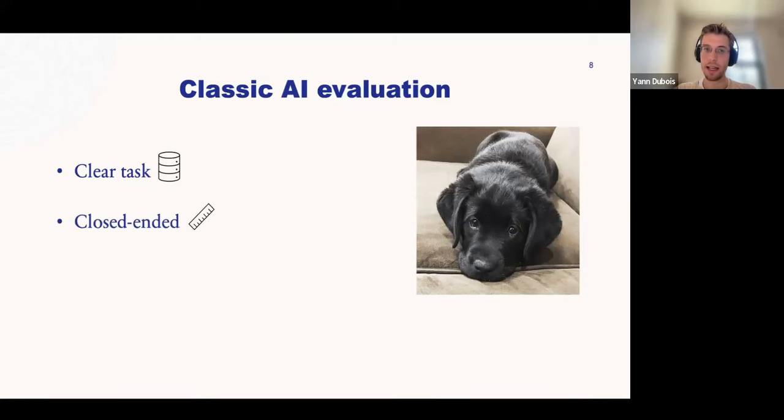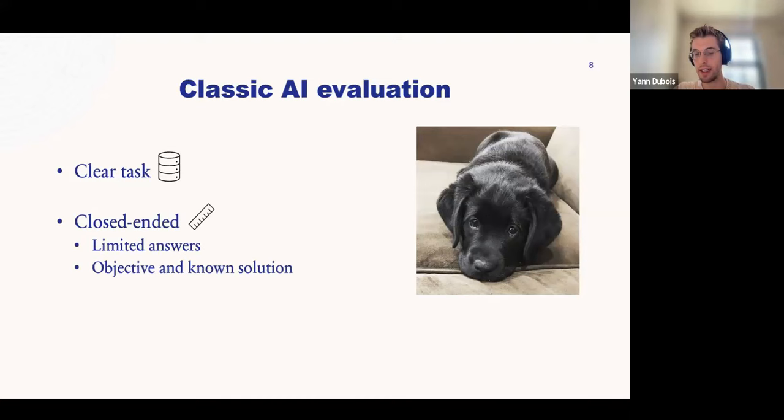In terms of metrics, usually these tasks in classic AI evaluation are what we call close-ended. Close-ended means that there's a limited amount of possible answers. For example, in dog classification, there's really only two answers: either there's a dog or no dog. So there's only very few possible answers, and the solutions are usually known and objective. In this particular case, is there a dog? Yes, there is. It's a clear and objective solution. As a result, building metrics is actually very easy because you have this close-ended task.